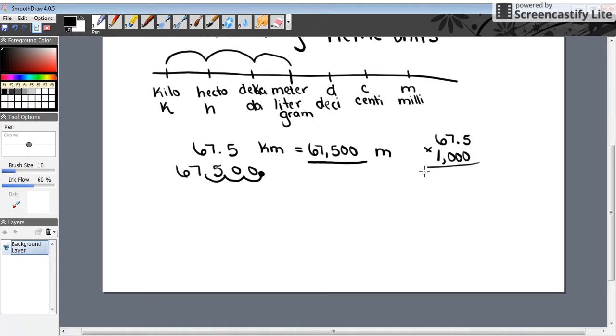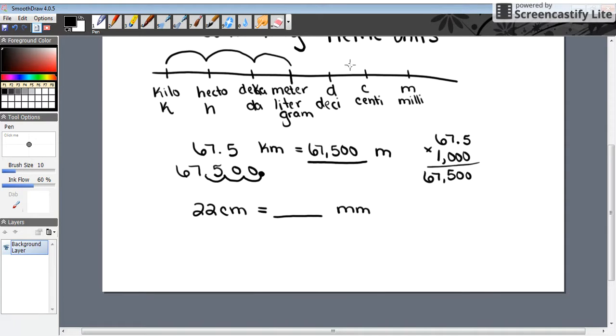If we would do that multiplication there, we would still get the same answer of 67,500. So whichever way you feel most comfortable with, go ahead and do that. We're going to go ahead and do another one here. Let's do 22 centimeters. And we're going to change that to millimeters, okay?